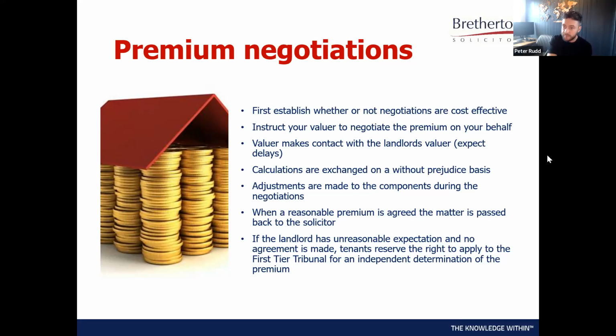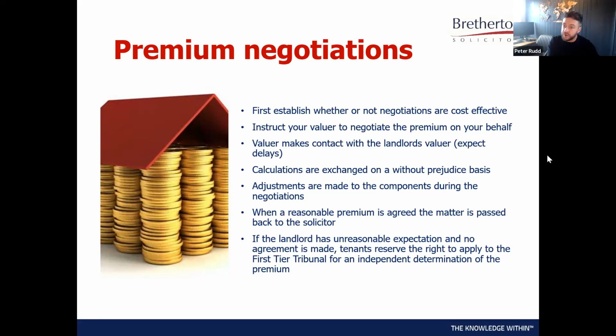Now, once your application is made, what that's actually doing is it's extending the time that you have to negotiate. So once your application is made, you cannot run out of time. Your 6 months, you will not lose, or your claim will not be deemed withdrawn after 6 months of the counter notice being served.